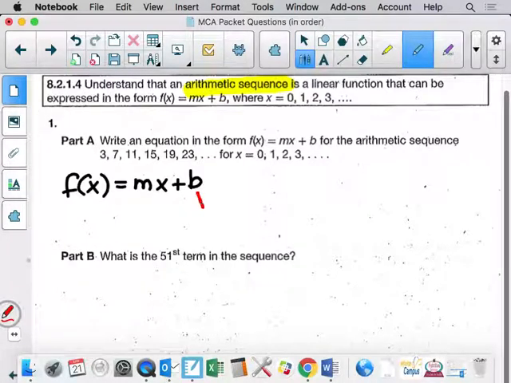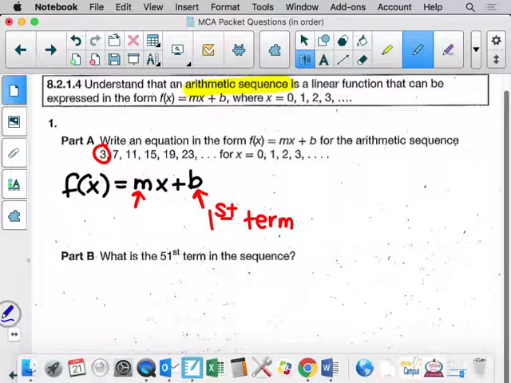And the important things to know are what you substitute for m and b in this equation. b is your starting point, or the first term in the sequence of numbers. So for this sequence, b is 3.